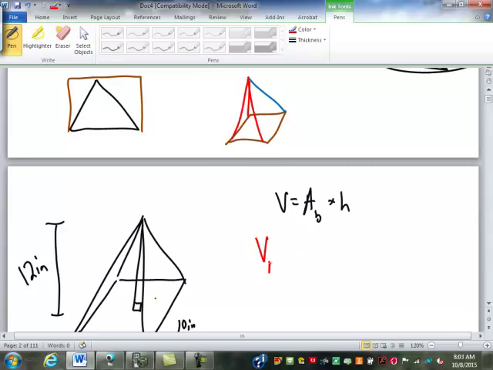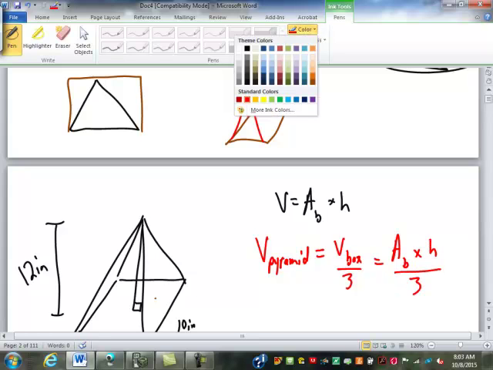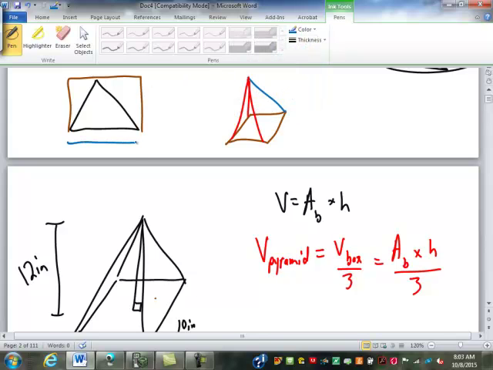So the volume of a pyramid is the volume of the box divided by 3. In other words, it's the area of the base times the height divided by 3. The way I remember it is like this. How many dimensions is a rectangle? 2 dimensions. Triangles, 2 dimensions. When I do the area of a triangle, it's the area of a rectangle divided by 2 because it's 2-dimensional.